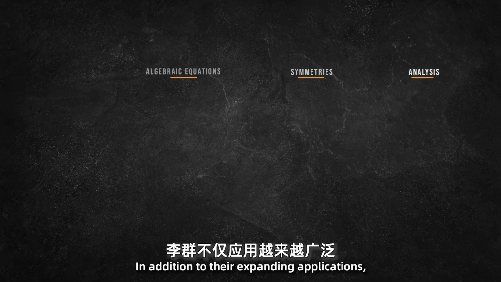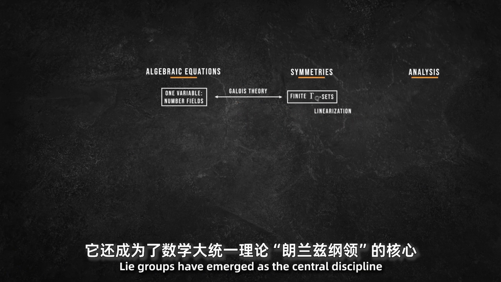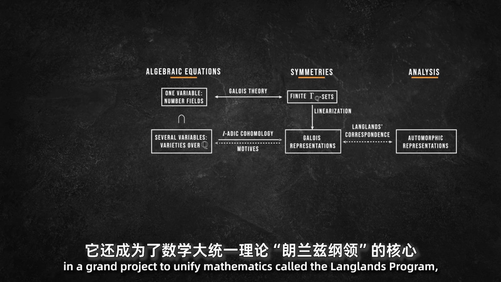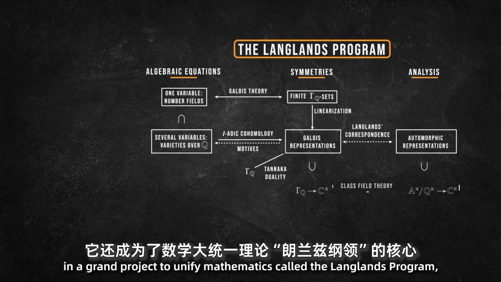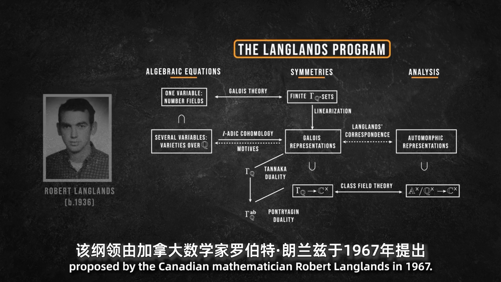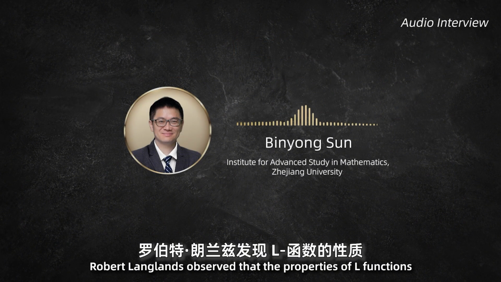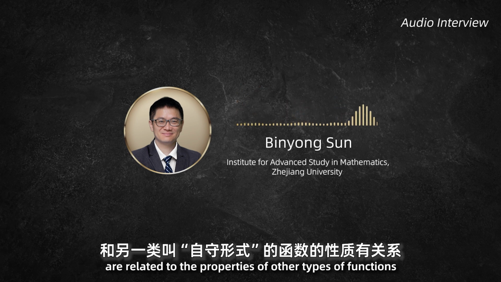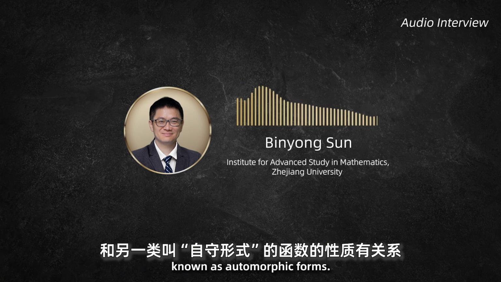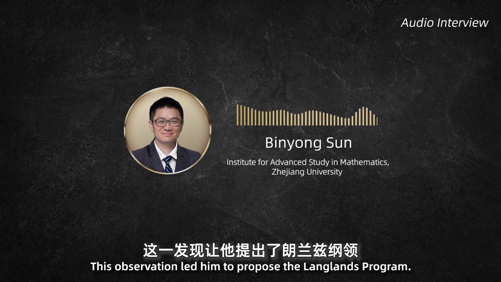In addition to their expanding applications, Lie groups have emerged as the central discipline in a grand project to unify mathematics called the Langlands Program, proposed by the Canadian mathematician Robert Langlands in 1967. Robert Langlands observed that the properties of L functions are related to the properties of other types of functions, known as automorphic forms. This observation led him to propose the Langlands program.